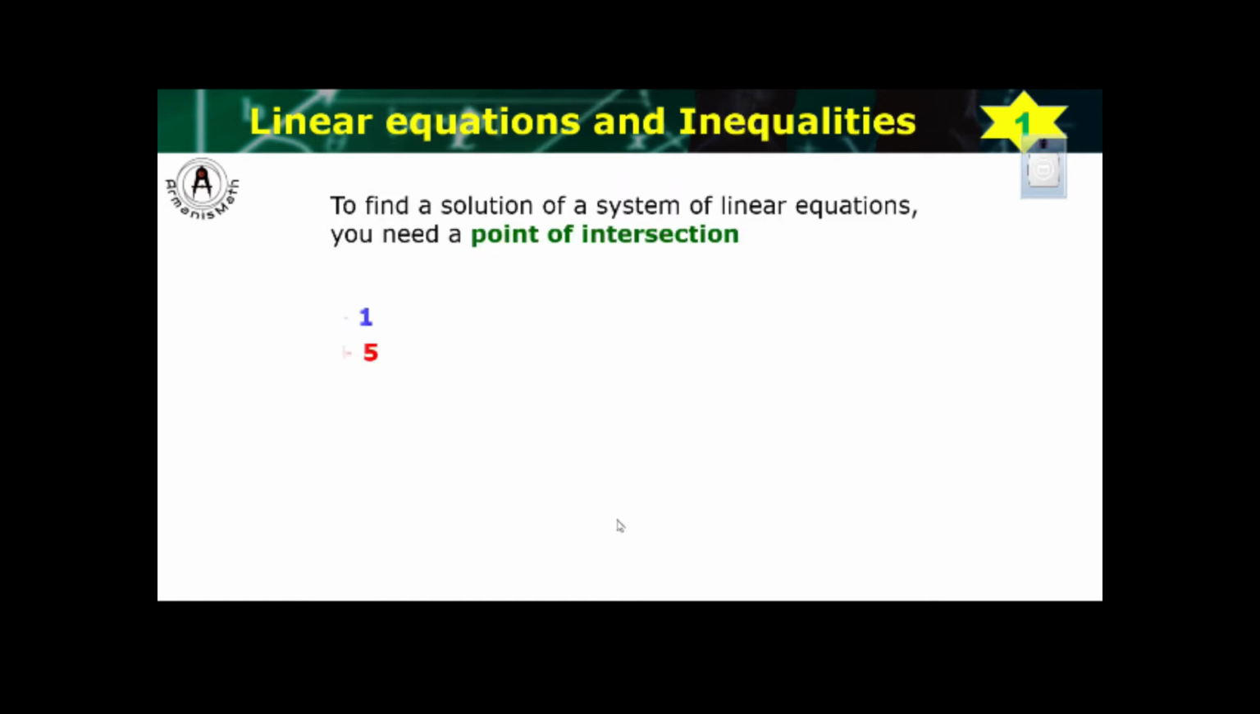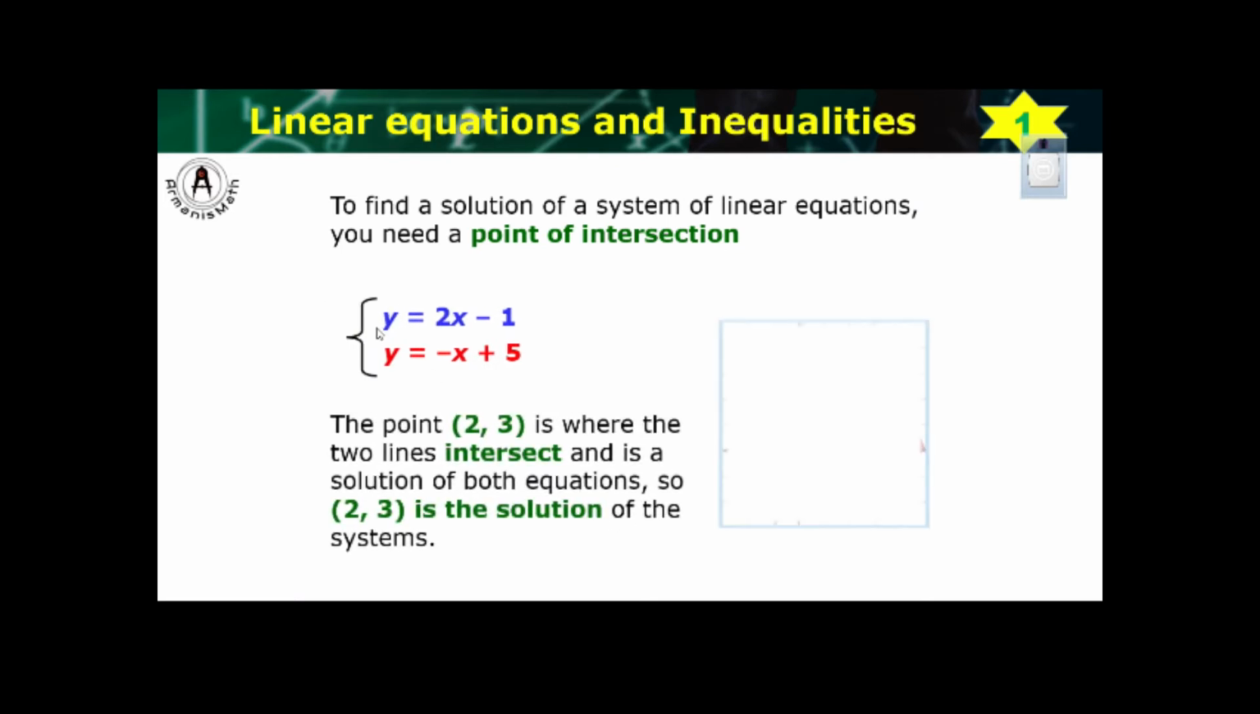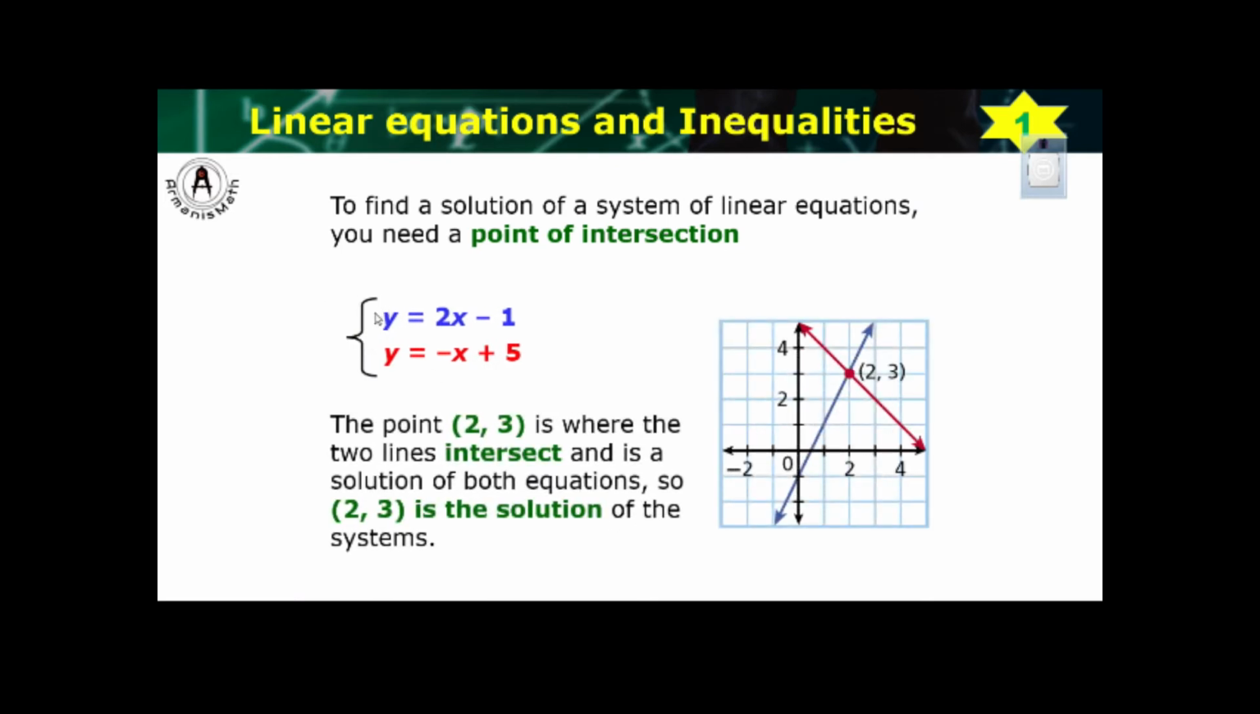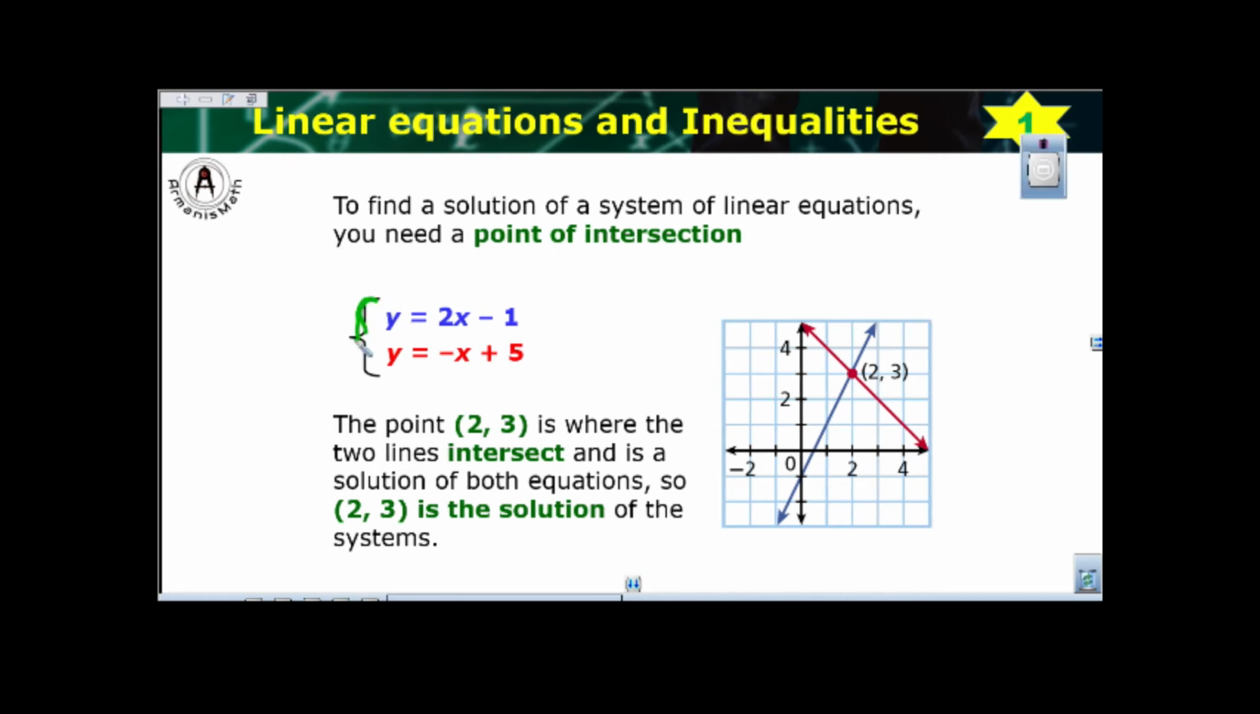Here we go. All right. Here is a system that you're looking at here, and this system has a curly bracket, as I said. That's how you start writing a system. And then you list your equations. And it says here that this point of intersection, 2, 3, is a solution.